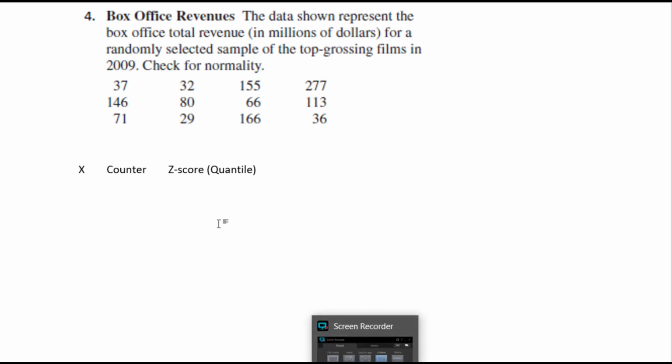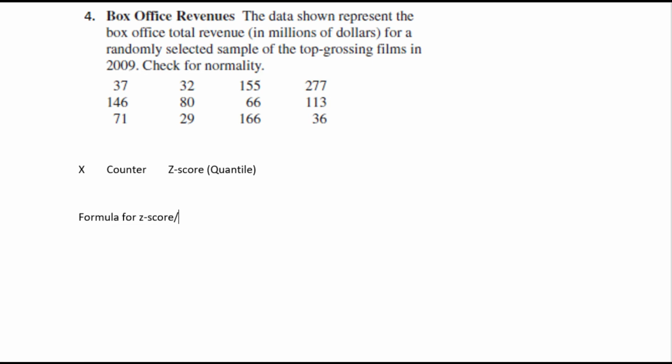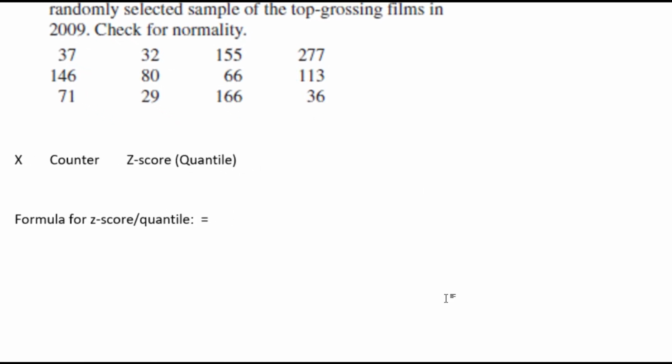All right, so remember the formula for the z-score/quantile. We're going to use the NORM.S.INV, and then we're going to take our counter from the second column, then divided by 2 times however many numbers we have. We'll call that n. Okay, so our n is our sample size. So that's sort of like our formula.